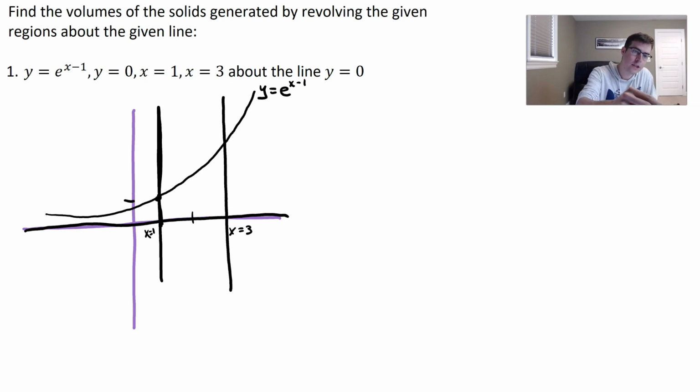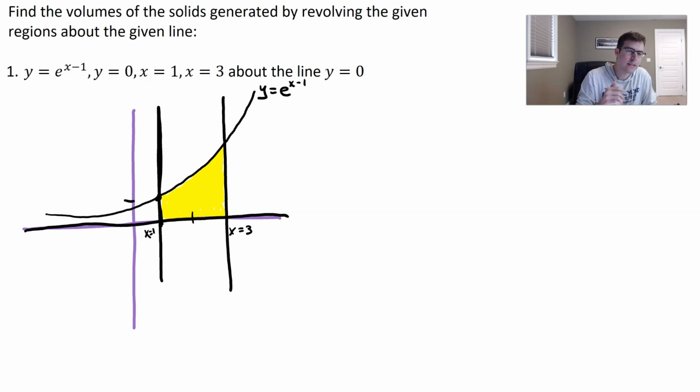So the region that we're going to be rotating, to figure out the volume of, is this region that's bounded by all of those lines. How are we going to do this? First off, we need to determine, is it going to be the disk method or the washer method? Well, this one is simply going to be a straight disk problem because of our radius here.